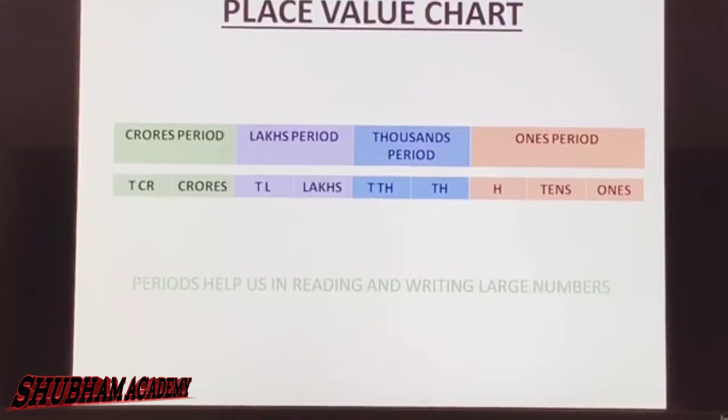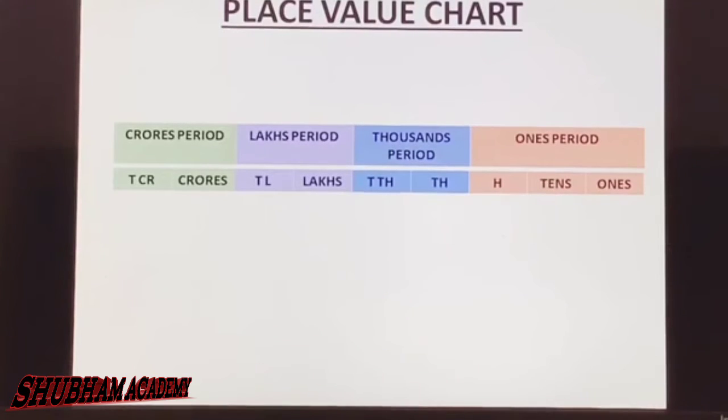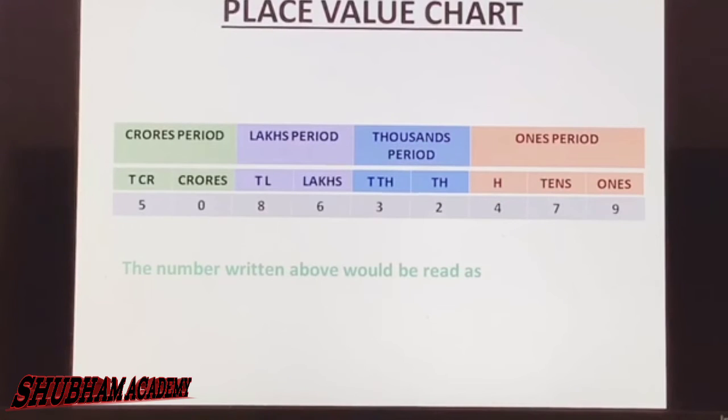The periods help in reading and writing large numbers. Let us take an example to understand things better. We will start reading the number from the left side and one period at a time. That means one color we will take at a time. Now we will read the number. The green column has 2 digits below it, 5 and 0. So we will read it as 50 crores.